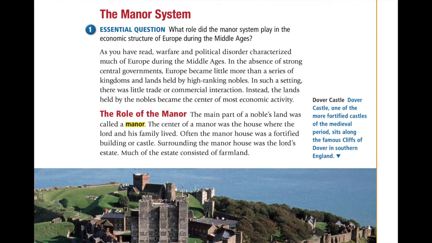The manor system. Essential question. What role did the manor system play in the economic structure of Europe during the Middle Ages? As you have read, warfare and political disorder characterized much of Europe during the Middle Ages. In the absence of strong central governments, Europe became little more than a series of kingdoms and lands held by high-ranking nobles. In such a setting, there was little trade or commercial interaction. Instead, the lands held by the nobles became the center of most economic activity.